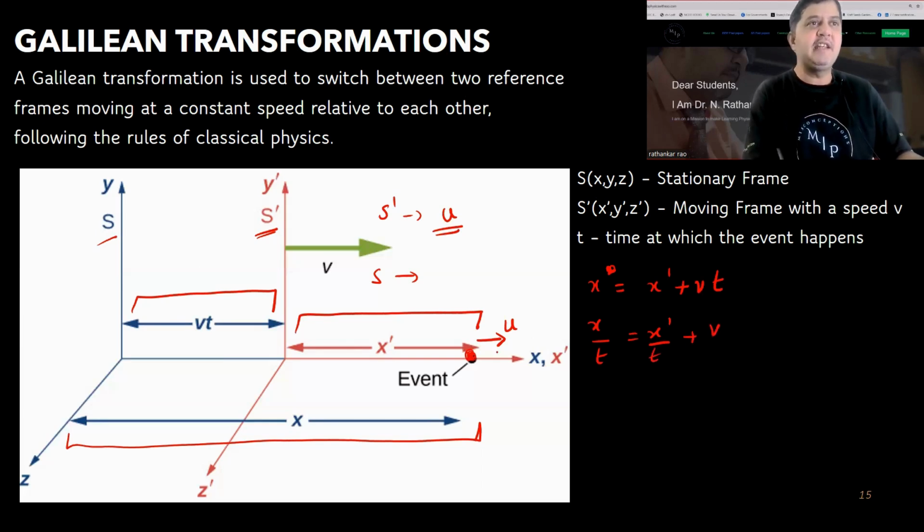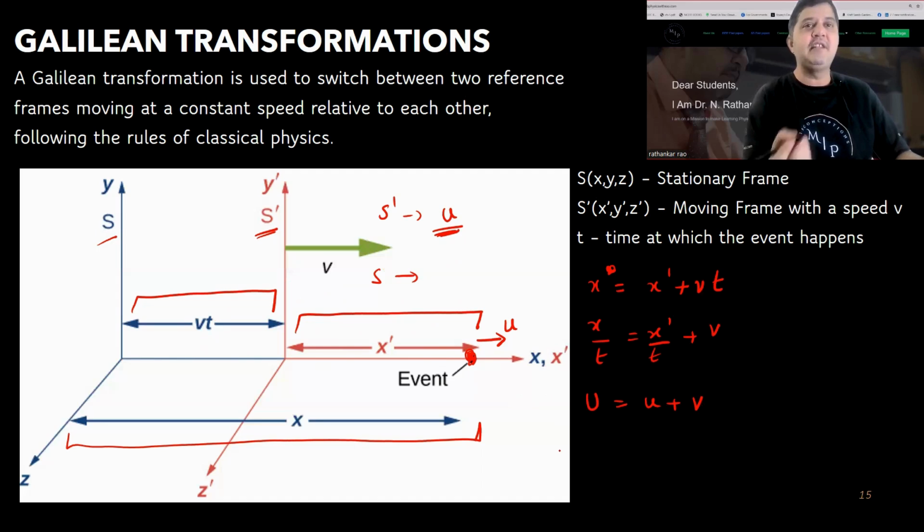Now, what is x by t? x by t is nothing but the speed of the particle in the S frame. Let me call this capital U. This should be equal to x dash by t. What is x dash by t? It is nothing but the speed of the particle in the S dash frame, which I have already defined as u, plus v. What is v? v is nothing but the speed of the moving frame. That's what we have done.